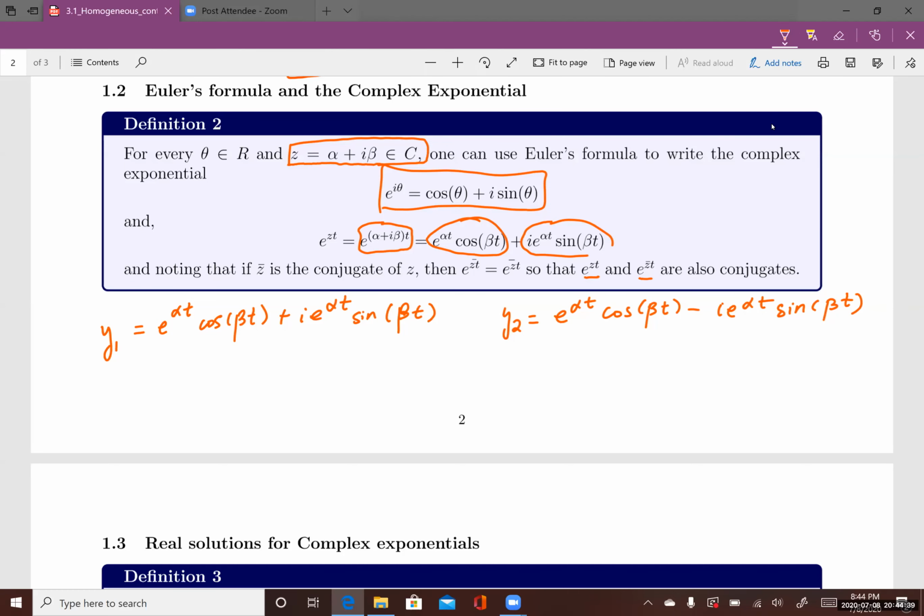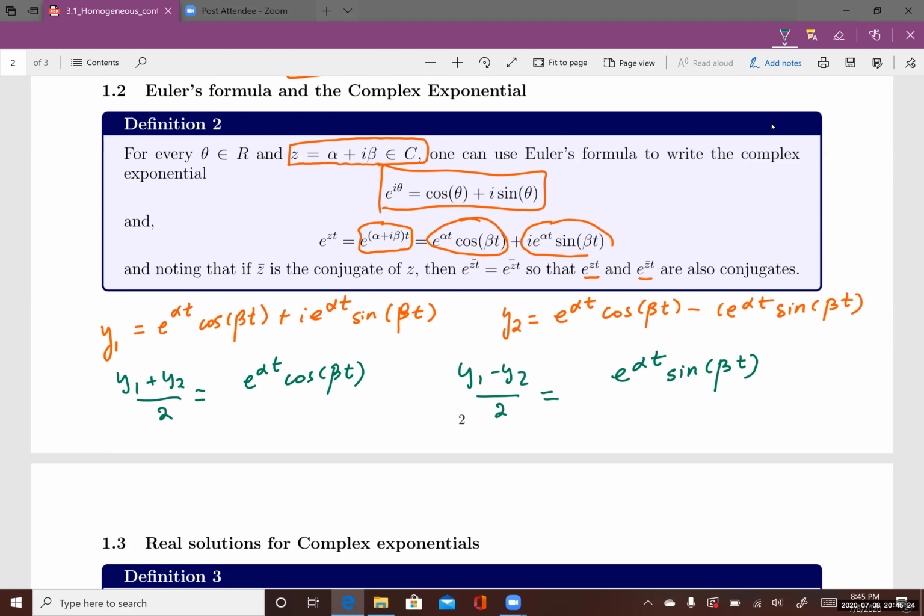Okay. Well, as we know, if these two are solutions to a differential equation, then any linear combination is also a solution. So if I take y1 plus y2 divided by 2, I will cancel this term, and then I will have e to the alpha t cosine of beta t. And if I take y1 minus y2 over 2, then I will have e to the alpha t sine of beta t.